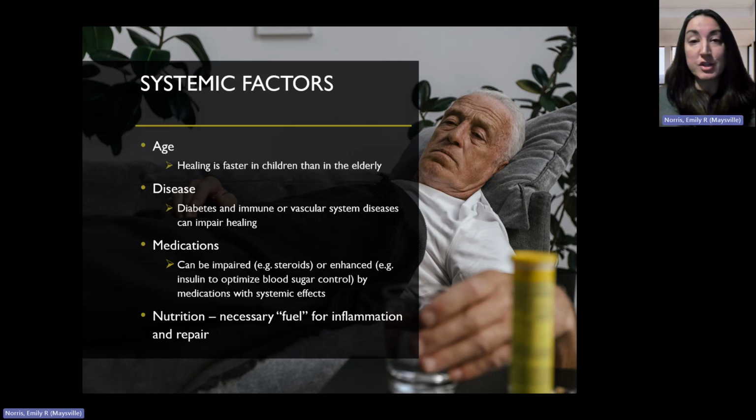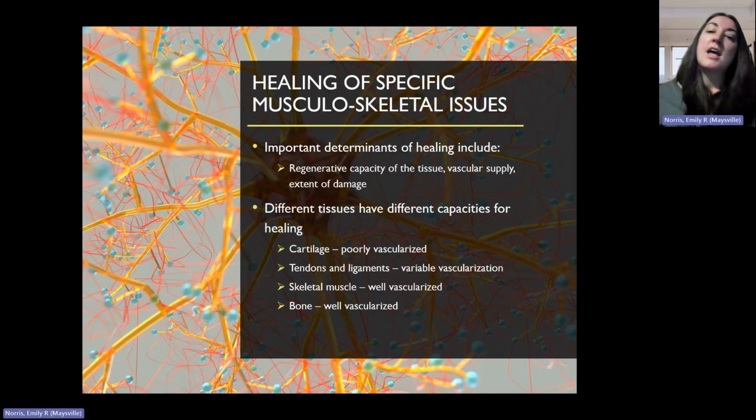And nutrition. Nutrition is our fuel for healing. Getting good vitamins and water and all the good nutrients helps heal, but there are certain foods that stir up inflammation and could actually slow down the healing process. So you have to find that balance as well.